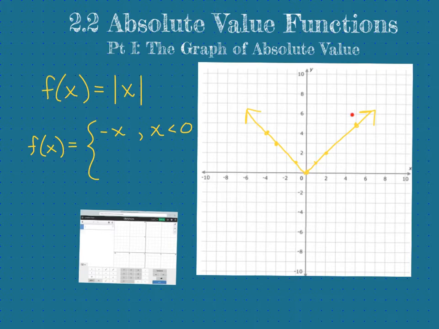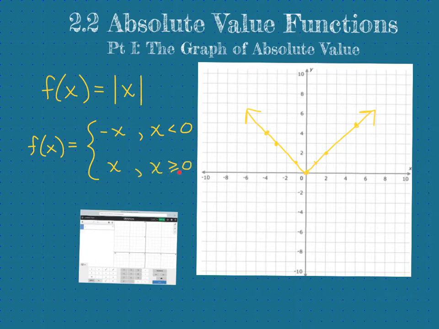Then this side of it, this second piece of our piecewise graph, the absolute value graph, is a line that has a positive 1 slope, up 1 over 1. It has a slope of 1, and it also has a y-intercept of 0. So we would write that line as y equals 1x plus 0, or just y equals x. And that occurs when x is greater than or equal to 0.